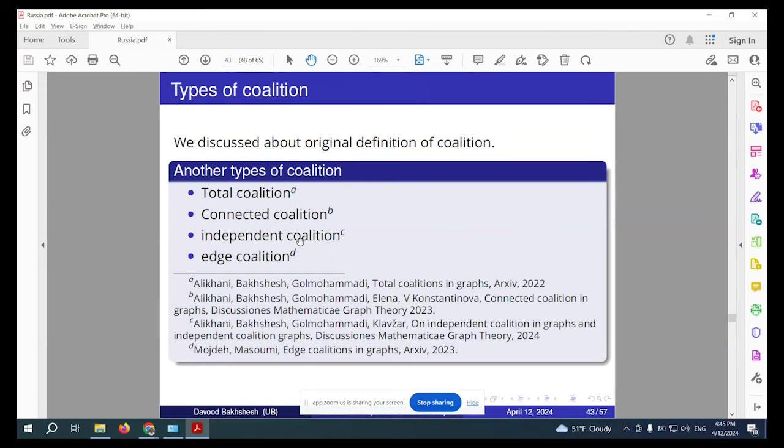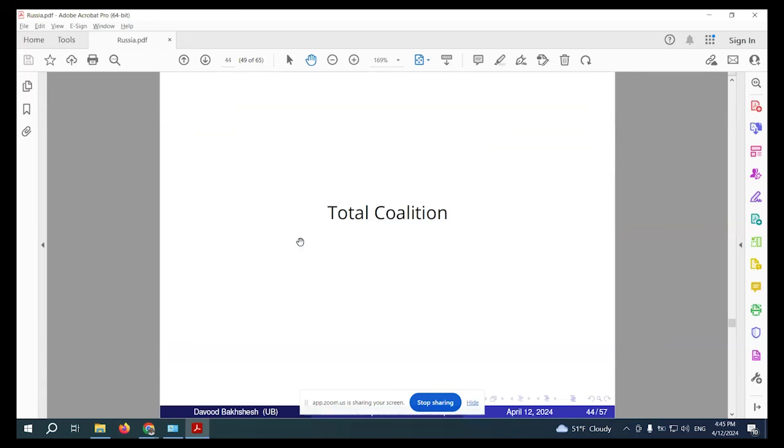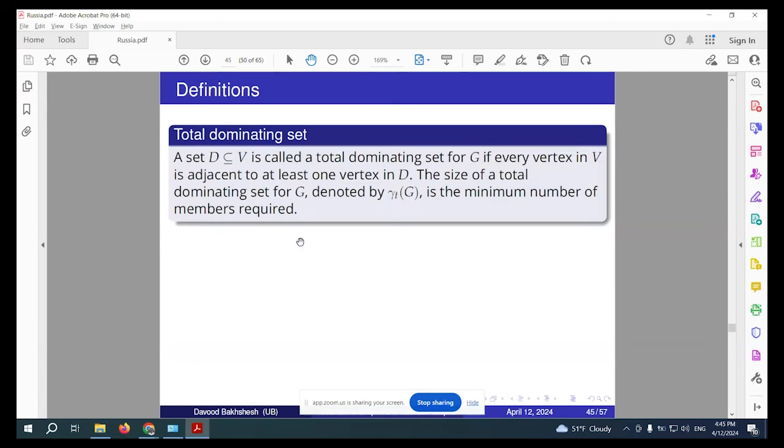In the previous slide, we discussed the original definition of coalition. There are other types of coalition: total coalition, connected coalition, independent coalition, and edge coalition. You can see some research work on these types of coalition. We especially discuss the total coalition.